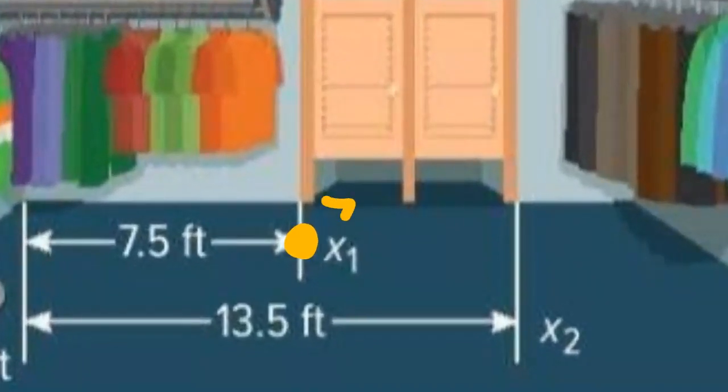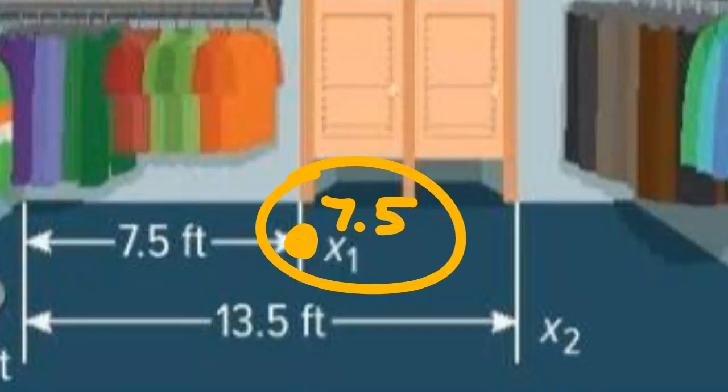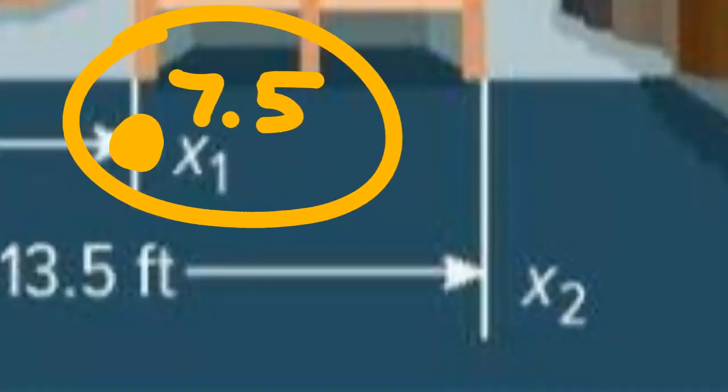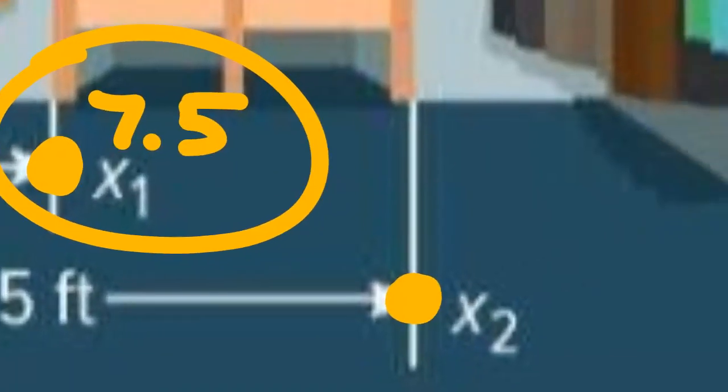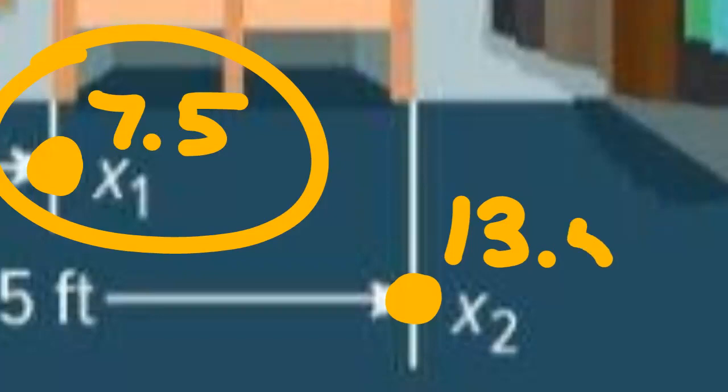This is 7.5 feet. So my x1 is going to be 7.5. Measuring from the left side of the wall over to the right side of the dressing room doors, that's 13.5 feet.